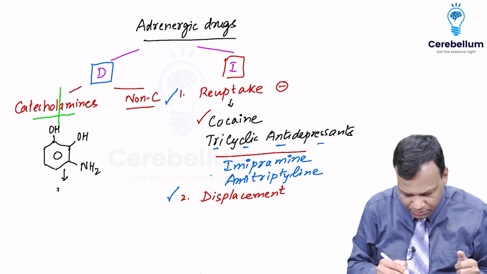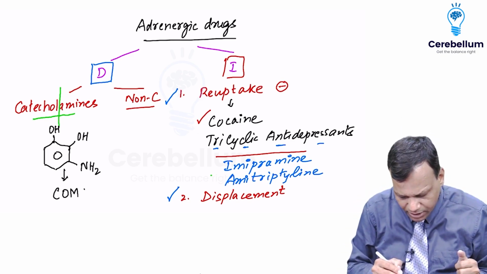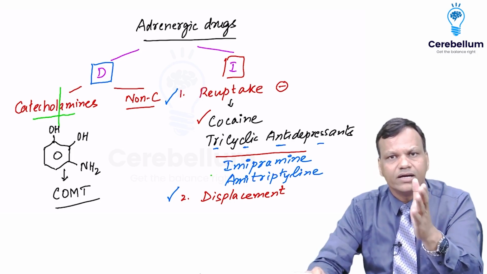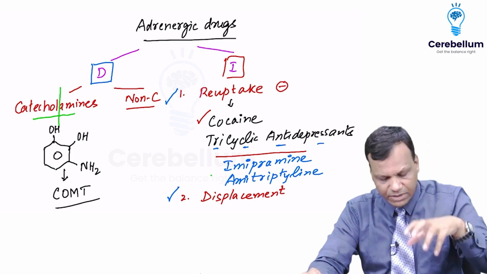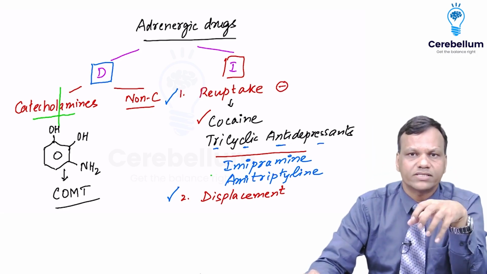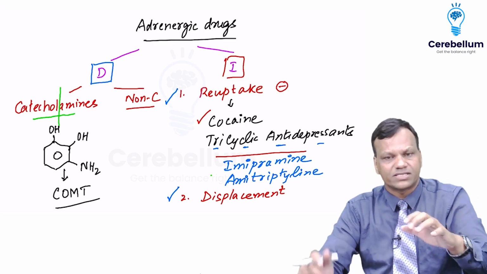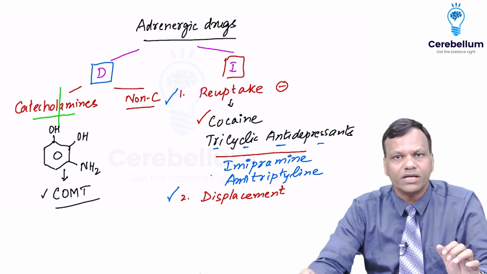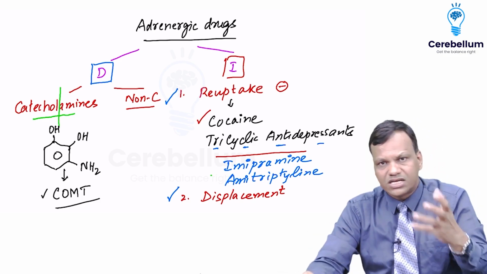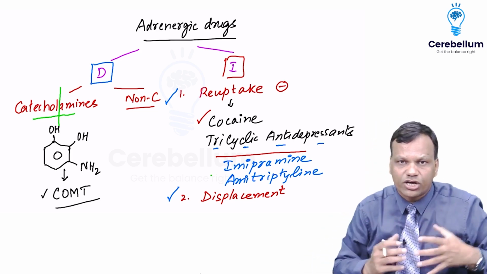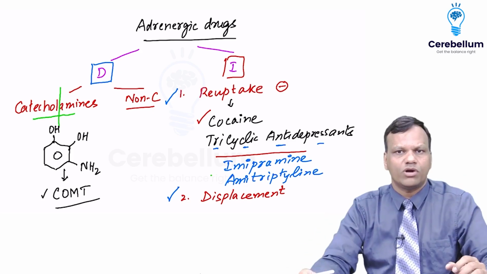And the name of that enzyme is COMT. The full form is catechol-O-methyltransferase. So this enzyme can recognize the catecholamine nucleus, the catecholamine structure. So any drug having this type of chemical structure can be broken down by COMT. And the problem is there is plenty of COMT in the GIT. The GIT contains a large concentration of COMT.